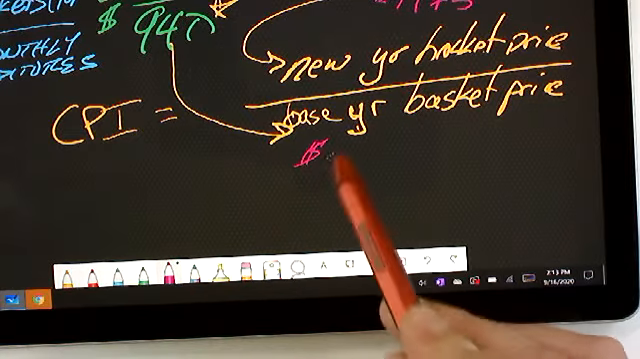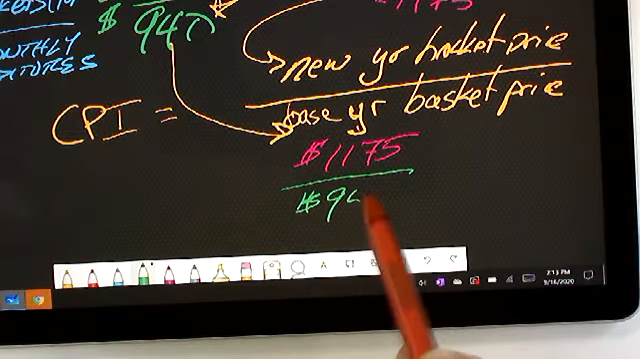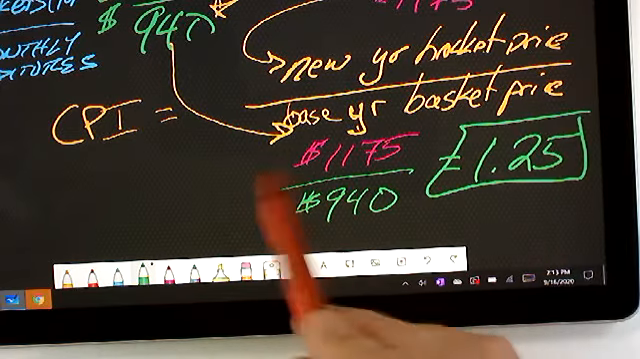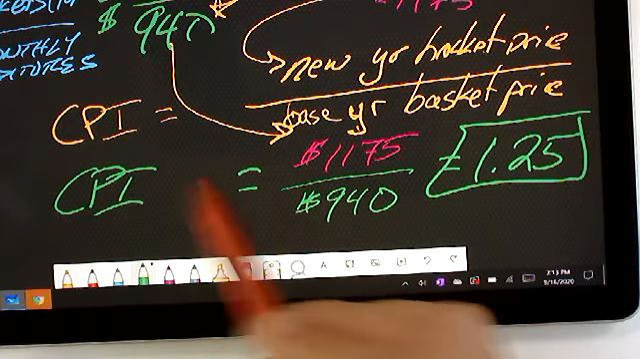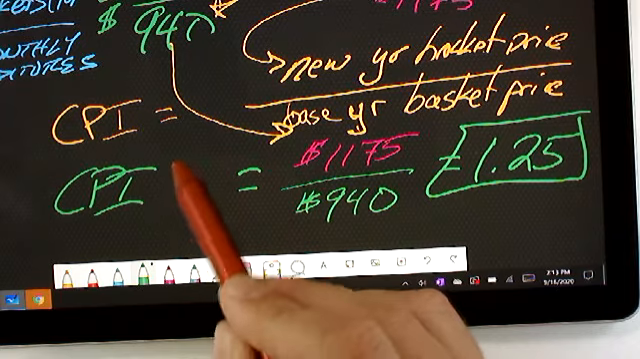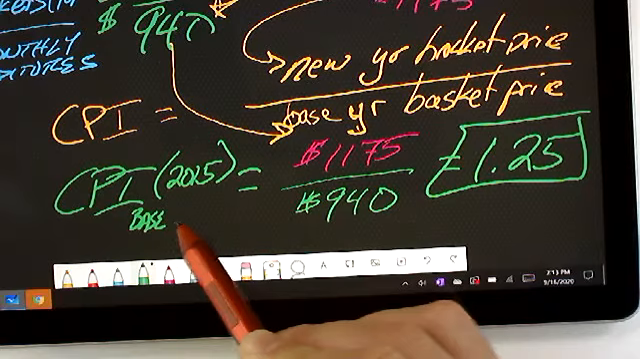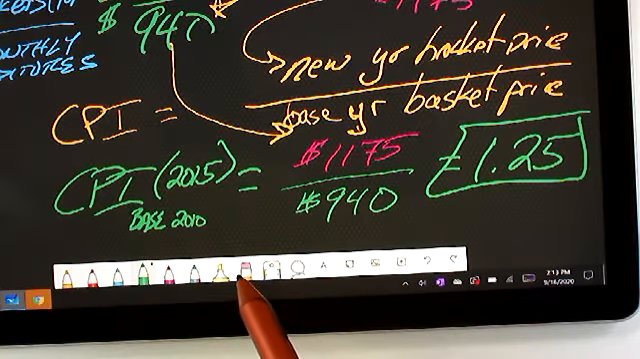We end up with 1175 divided by 940, which gives us 1.25. So this would be the CPI for 2015 with a base of 2010. What's that telling me? That's telling me that everything in 2015 was like 25% more expensive than it was in 2010.